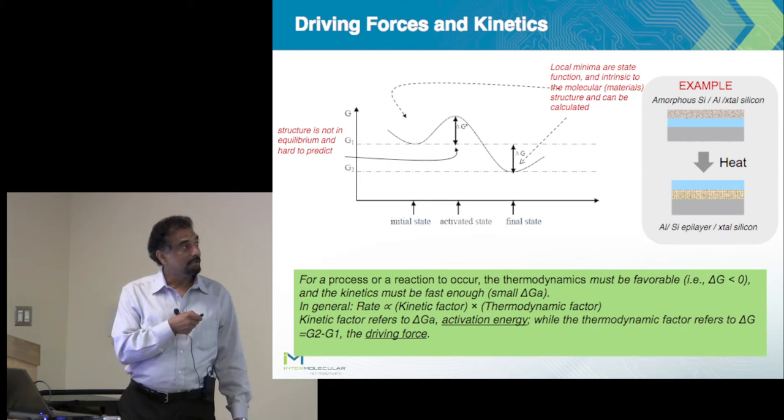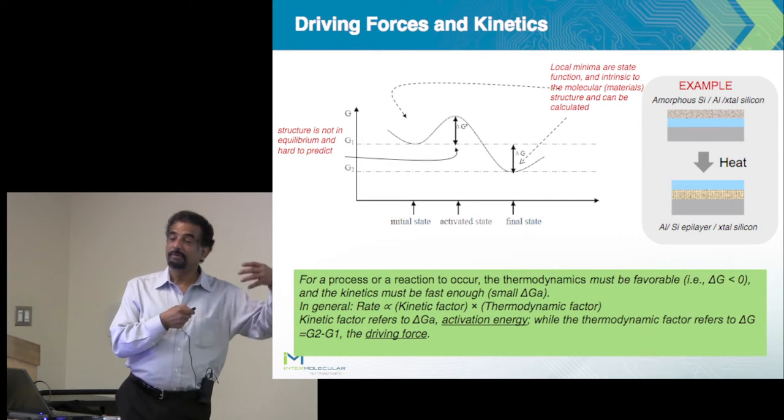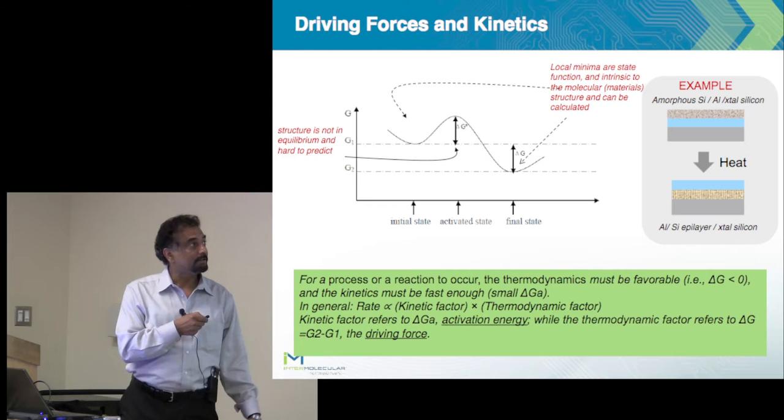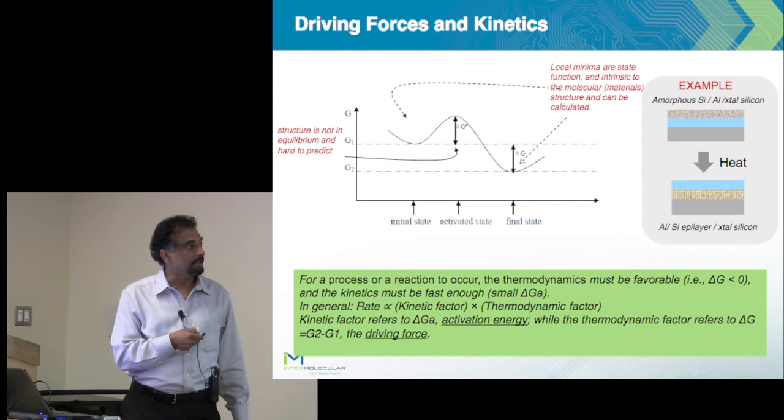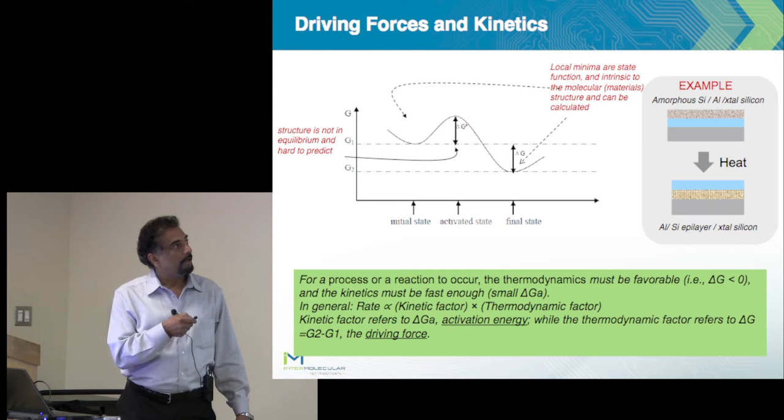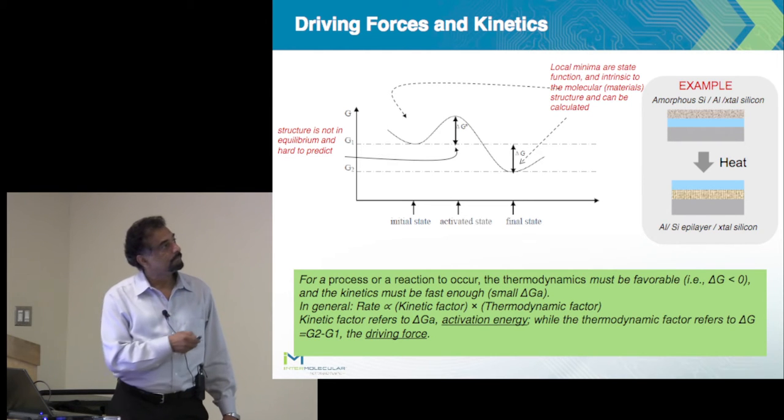In other words, the system has to overcome this energy barrier, and then there's obviously a net release in energy, but this determines the kinetics. So here's the local minimum.